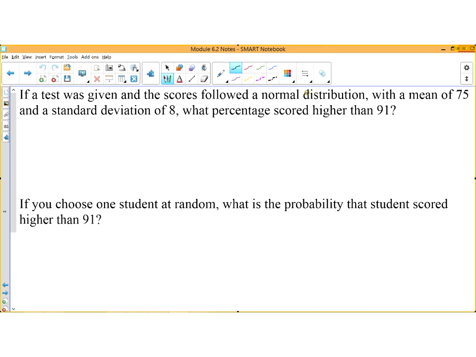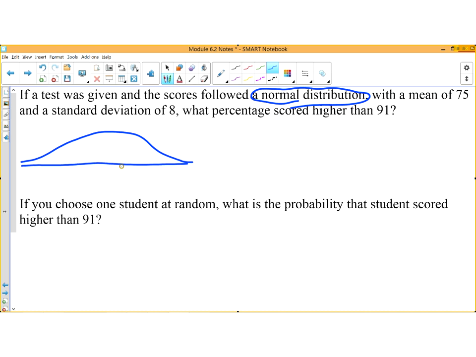Anytime, the keywords here are the normal distribution. Let me do this in blue. Right here, normal distribution. What that tells me is it follows a nice bell curve. So any of these types of problems, I always tell students, draw that bell curve. Not a very pretty bell curve, but that's not what's important.